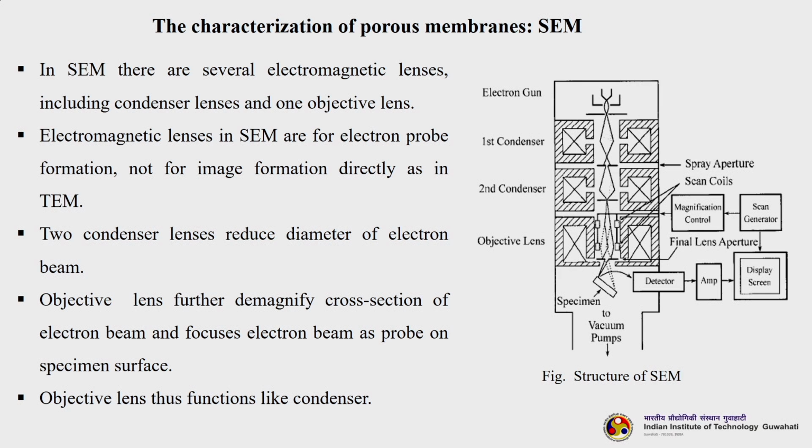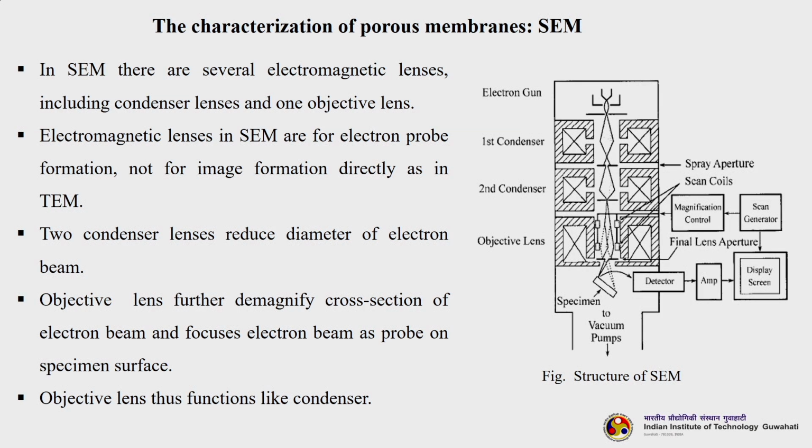Please look at this image, which shows the structure of a SEM. There are several electromagnetic lenses, including condenser lenses and one objective lens. Here also a minimum of 2 condenser lenses are used. Whatever we have discussed under TEM mostly holds good for SEM also. It can be more than 2, but minimum 2. Electromagnetic lenses are used for electron probe formation, not for image formation as in the case of TEM. So, this is another distinctive feature.